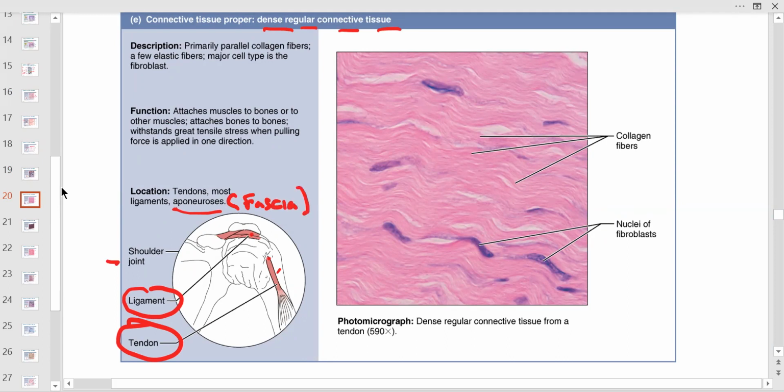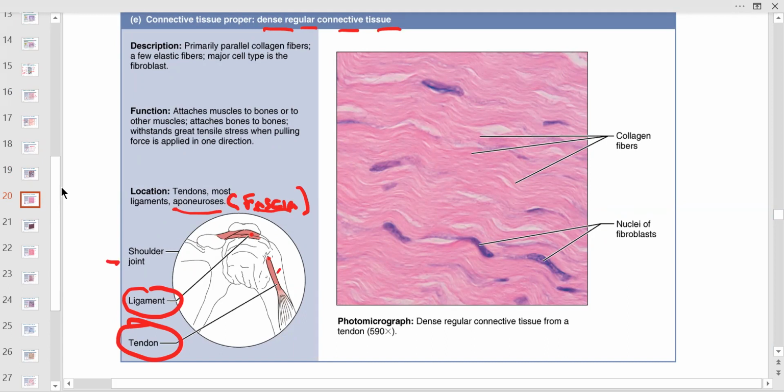Like when you have red meat, like steak, right? There's fat marbling in there, adipose, but fascia is the white, tough stuff that you're really not supposed to eat. It's just hard protein, dense regular connective tissue. It always goes back to food. Okay, so this is what it looks like.